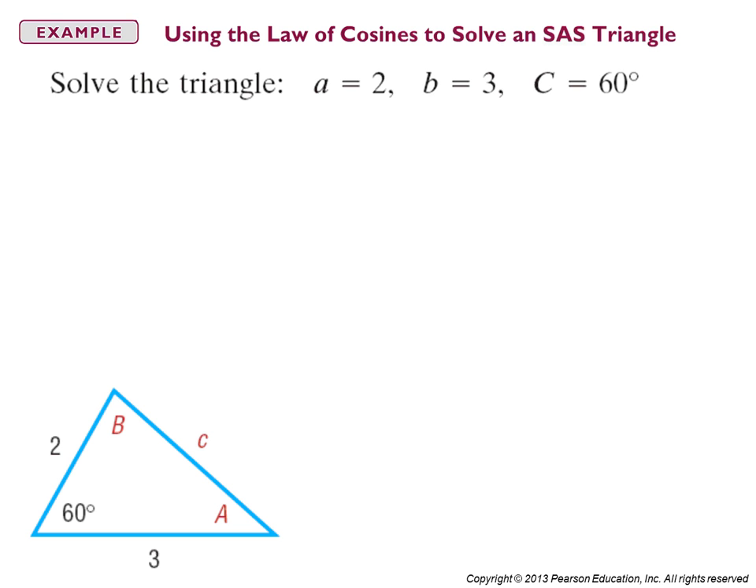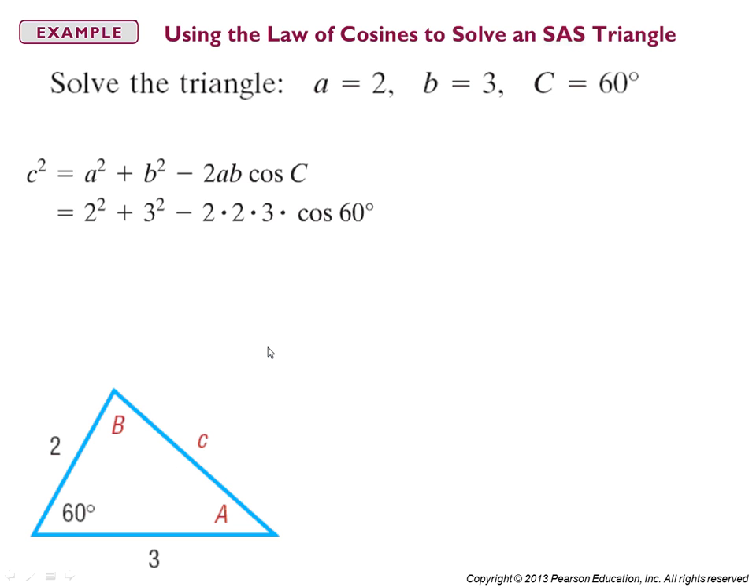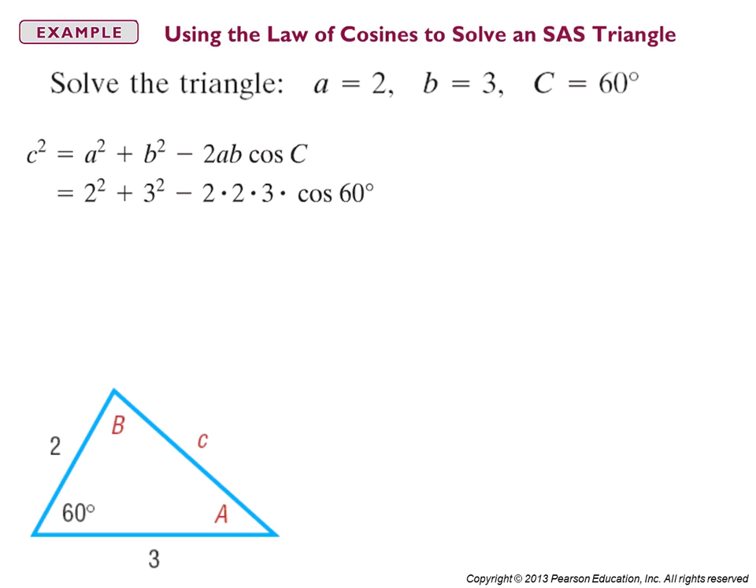So when you're looking at how to put this together, make sure little a, which is 2, is across from angle A. Little b, which is 3, is across from angle B. And little c is across from angle C. We do not have the c side, so we want to get the formula with c squared on the outside. So we're solving for it, and then we plug the numbers in.